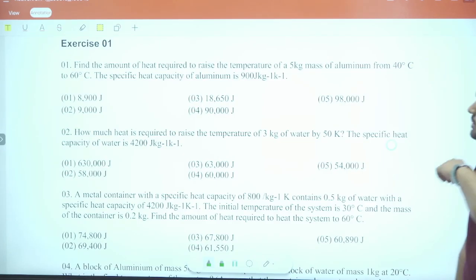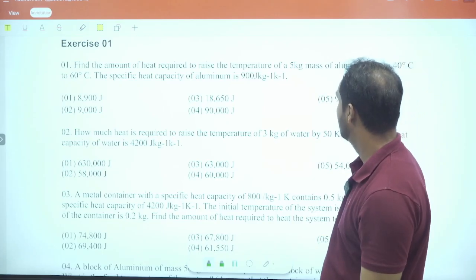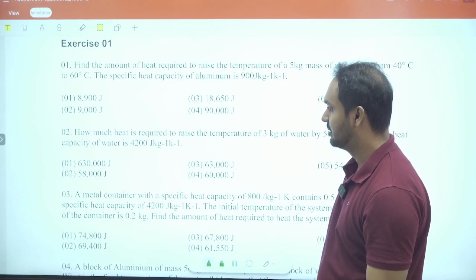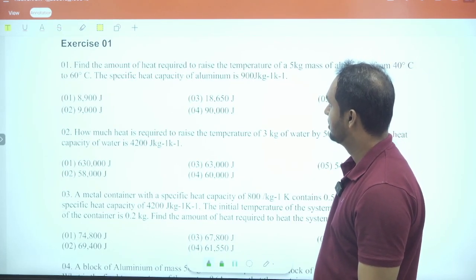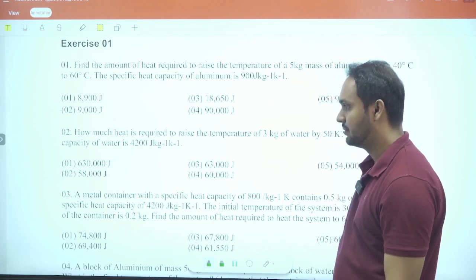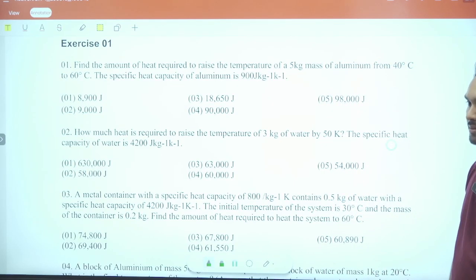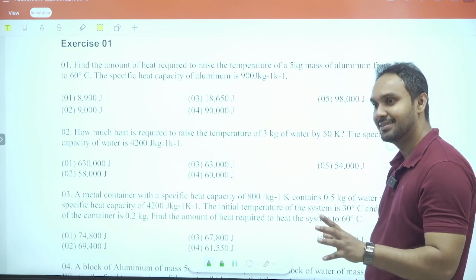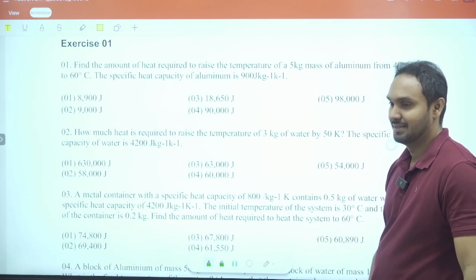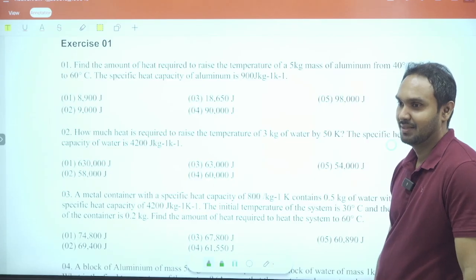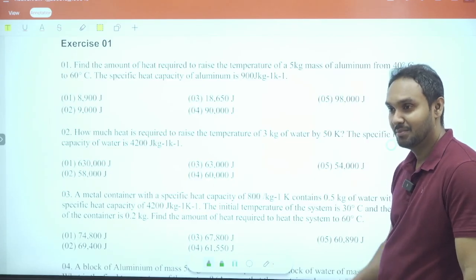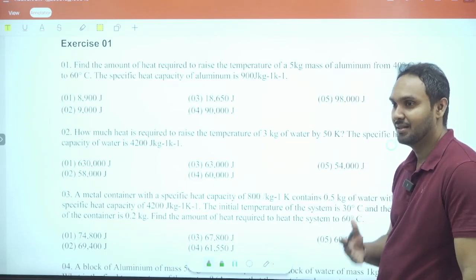Third answer. Is it for the first question or the second question? Third answer? Second question, third answer. Now tell me the exact correct answer that you got. Now what the hell, bro? You can't answer the exams like that.